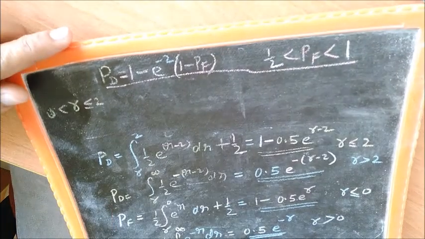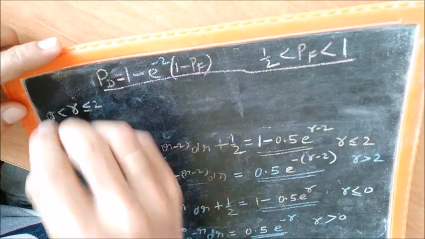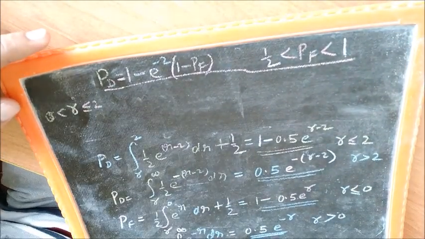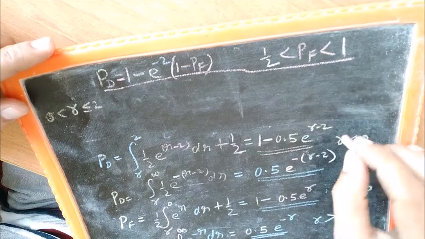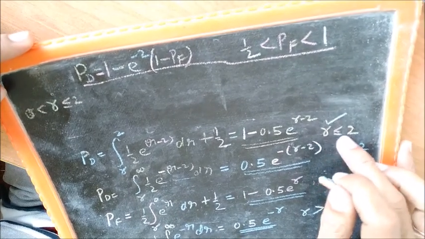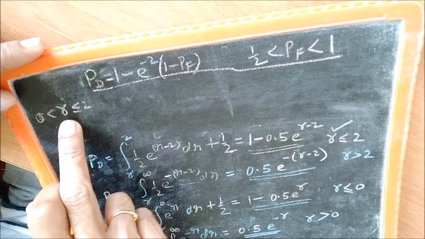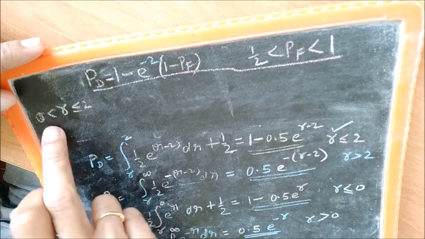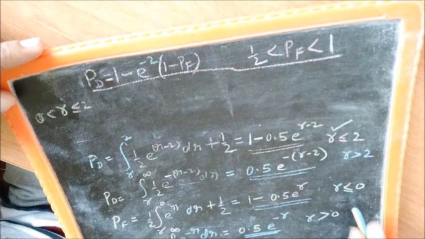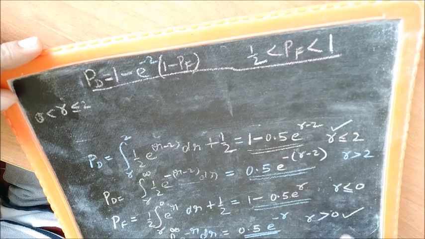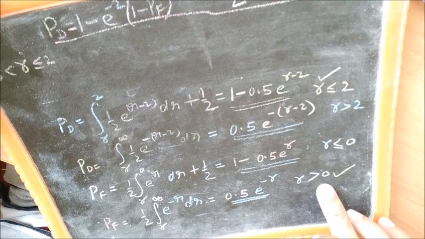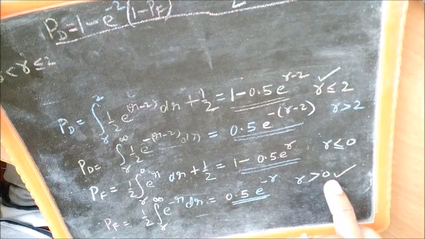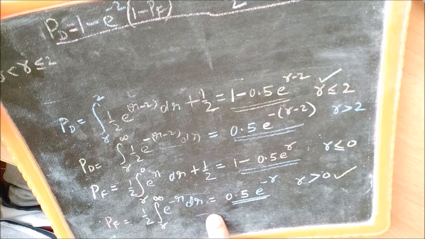So when I take this range, gamma is between 0 and 2. Again, we note that the PD expression that is of relevance is this, because gamma is less than or equal to 2. This range, 0 to 2, is still less than or equal to 2. But PF is now this that we have to consider, because when gamma is between 0 and 2, gamma is greater than 0. So this PF we have to consider.